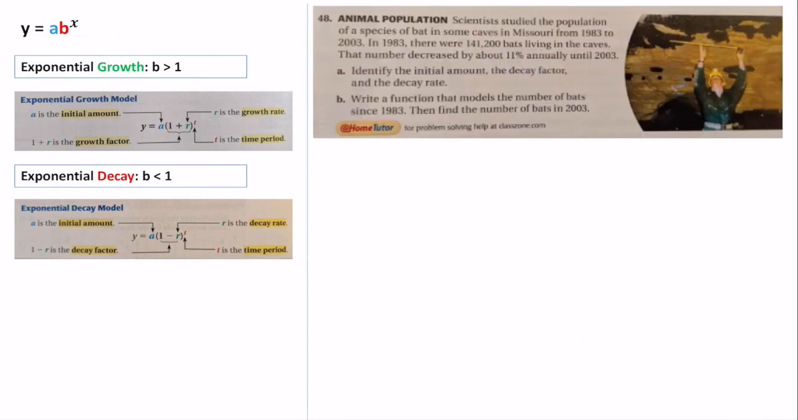All right, let's do one more example. Animal population. Scientists studied the population of a species of bat in some caves in Missouri from 1983 to 2003. So from there to there. In 1983, there were 141,200 bats. I already know right there, they're giving me my starting point, right? So I know my starting point is 141,200 bats.